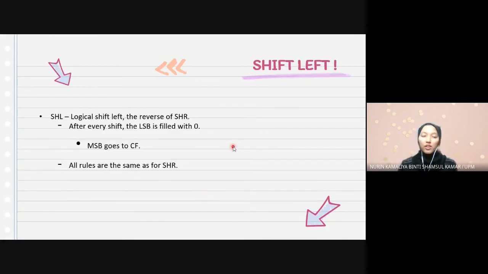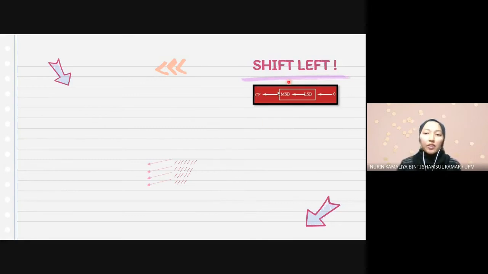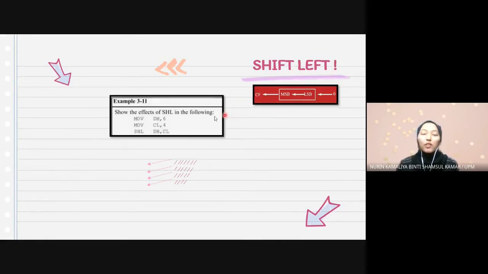For shift left, SHL, logical shift left, it is the reverse of shift right. After every shift, the LSB is filled with 0 and the MSB goes to the carry flag. So all the rules are the same as for shift right. Note the MSB and LSB up here.